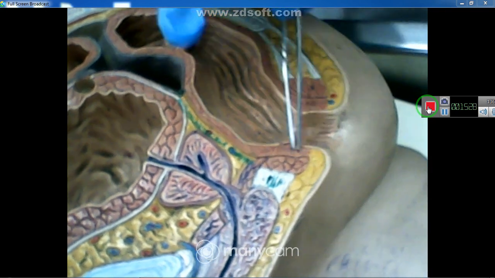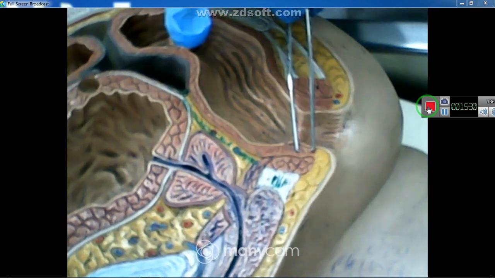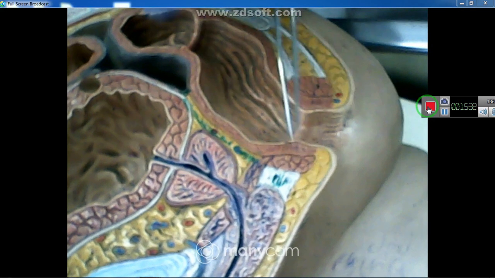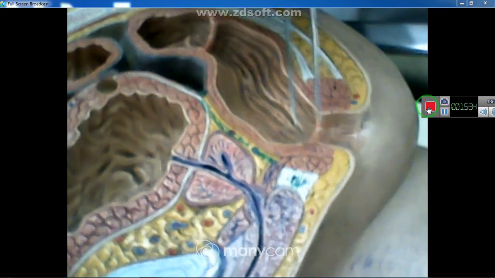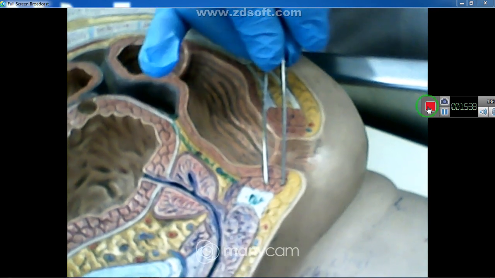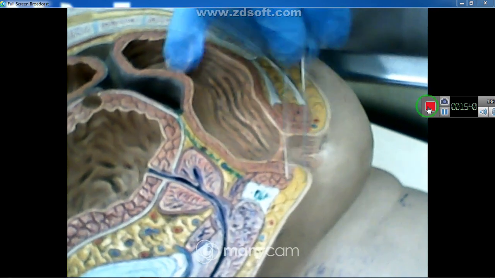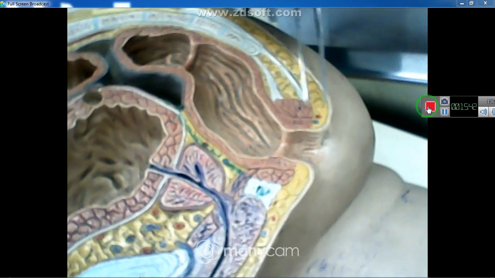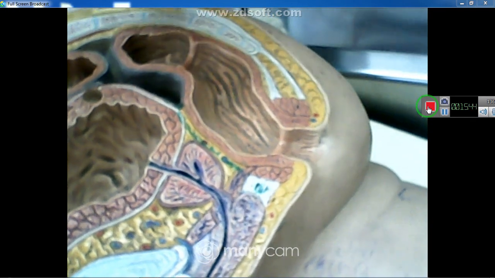And to the outside of the internal anal sphincter, this is the external anal sphincter, which is divided by description into a deep, superficial, and subcutaneous part. The external anal sphincter is divided into three parts.